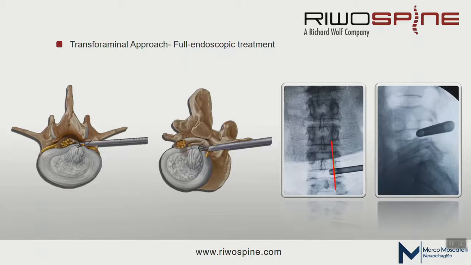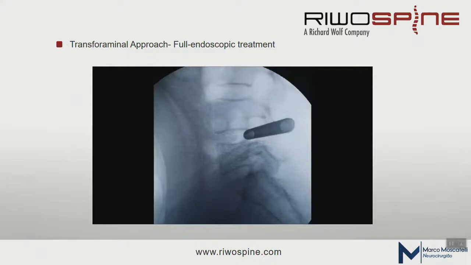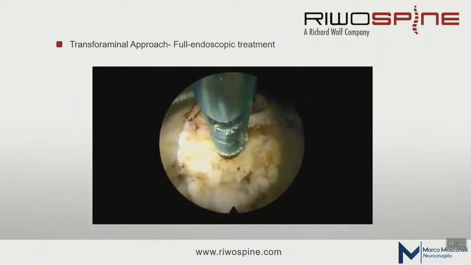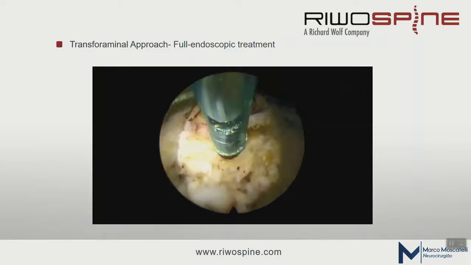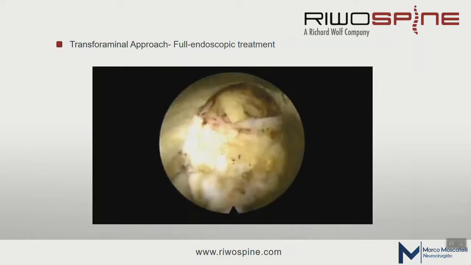Now, I will present the case. We start the procedure to visualize the PLL located at the medial border of the pedicle. We're checking in the AP view. We can see here the disc, PLL, and epidural space without the need for foraminal anatomy work to improve the access.